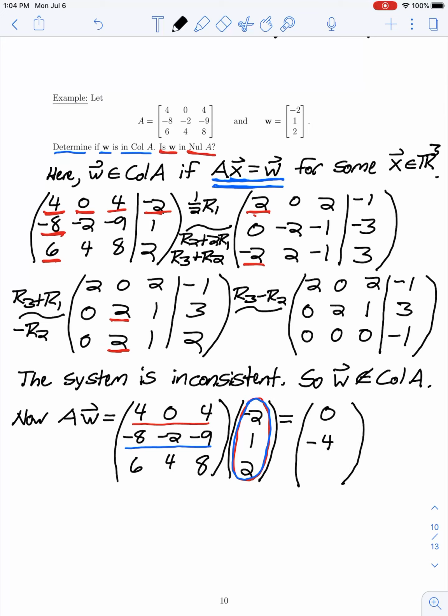So at this stage, once we find that that second entry of the product is non-zero, we know that this will not yield the 0 vector, and so the vector w is also not an element of the null space of A.